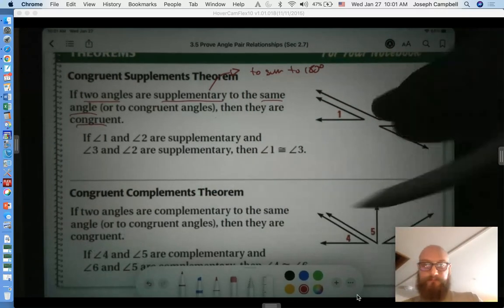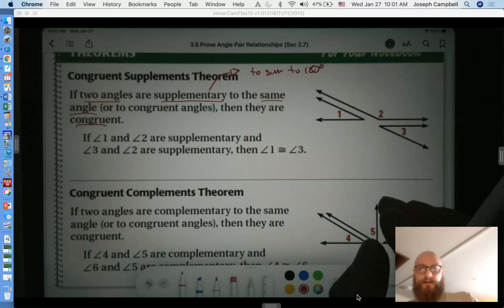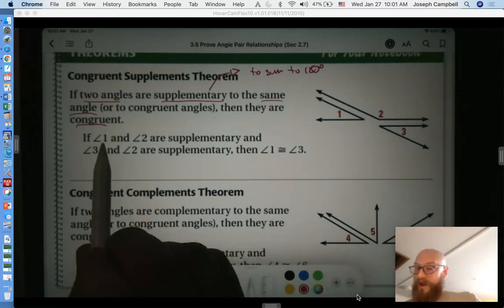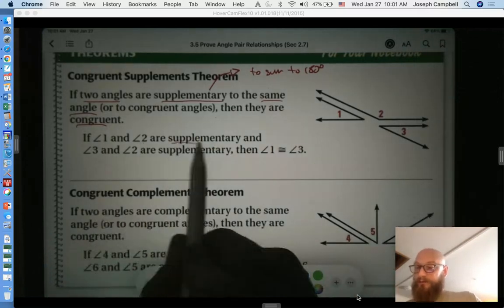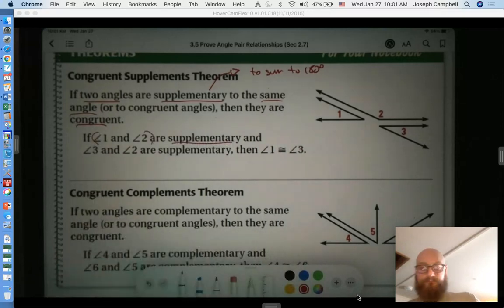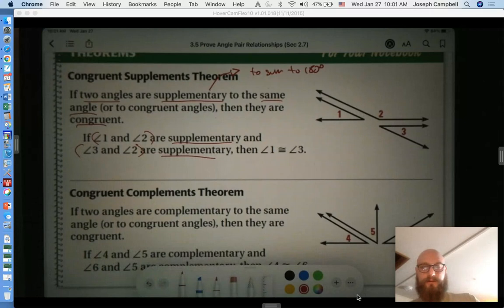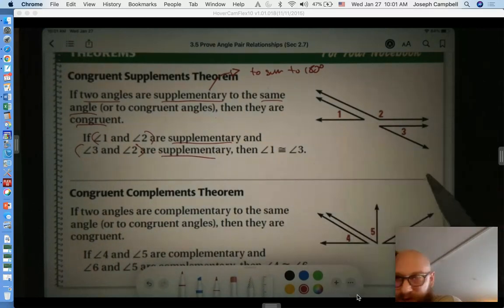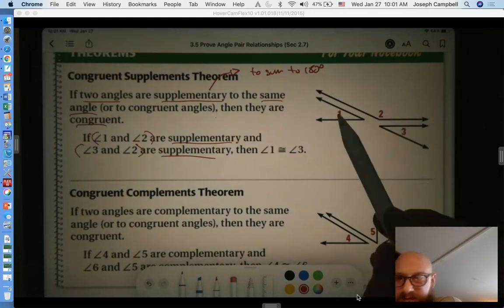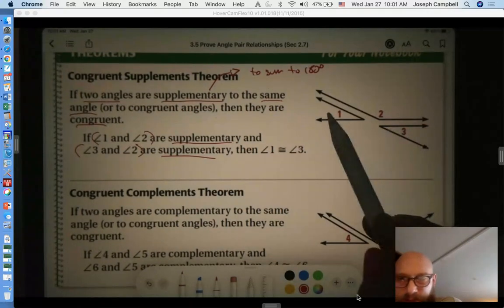Let me lock this up. So they say angle 1 and angle 2 are supplementary. Okay, that's a pair. Then they say that 3 and 2 are also supplementary. So think about this. If 1 plus 2 equals 180 and 2 plus 3 equals 180, and 2 is the same in both cases, then this has to be the same.